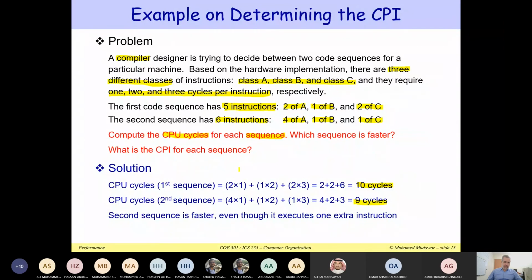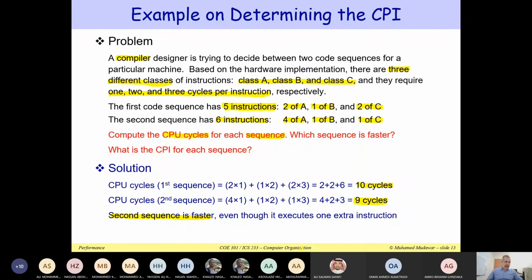Notice that the second sequence executes 6 instructions in 9 cycles, whereas the first one executes 5 instructions in 10 cycles. So the second sequence is faster. Why? Based on the count of cycles only. It has nothing to do with the instruction count. It has to do with the number of clock cycles, because cycles mean time, right? So this is why we look at the number of clock cycles.